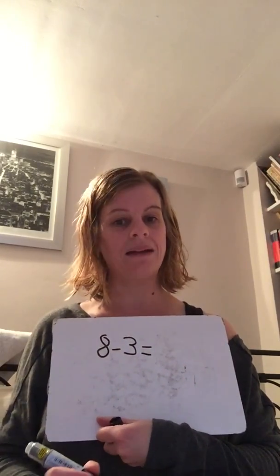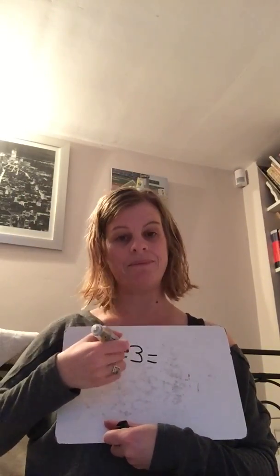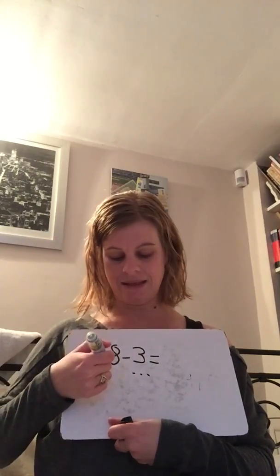Right, year 1 children, we've been thinking about subtraction, and yesterday you thought about subtraction calculations and we thought about counting back. So we thought about having the whole in our heads and then counting back, taking away however many you needed to, and we did it by drawing, didn't we? We did 8, 7, 6, 5. So the answer is 5.